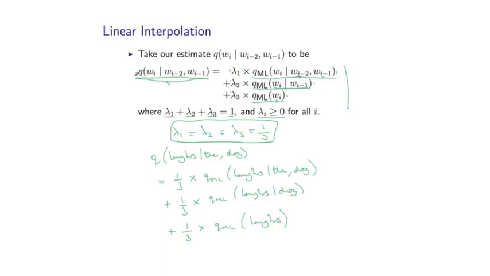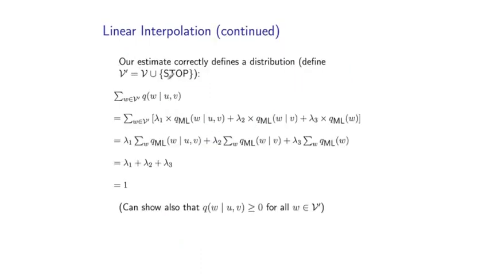But first I want to show you an important point, which is that this parameter estimate Q is in fact a valid estimate. So it's important to verify that our estimate correctly defines a distribution. And by this I mean the following. Define V prime to be the vocabulary together with the stop symbol. And now for any u, v bigram we're conditioning on, we want to make sure that if we sum over all words w in V prime, we have something that sums to 1. And that's fairly simple to show. I'm just going to go over that in this slide.